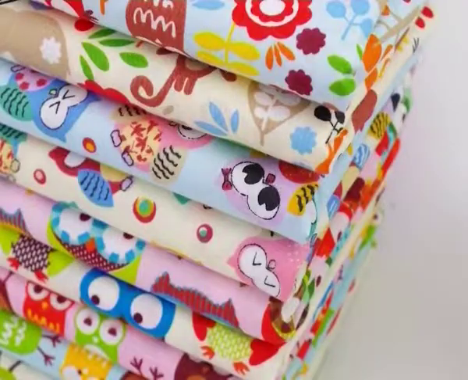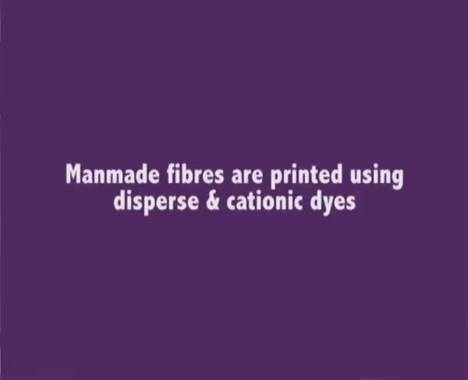For cotton printing, VAT and reactive dyes are generally used. Silk is usually printed with acid colors. Wool is printed with acid or chrome dyes, but before printing, it is treated with chlorine to make it more receptive to colors. Man-made fibers are generally printed with disperse and cationic dyes.